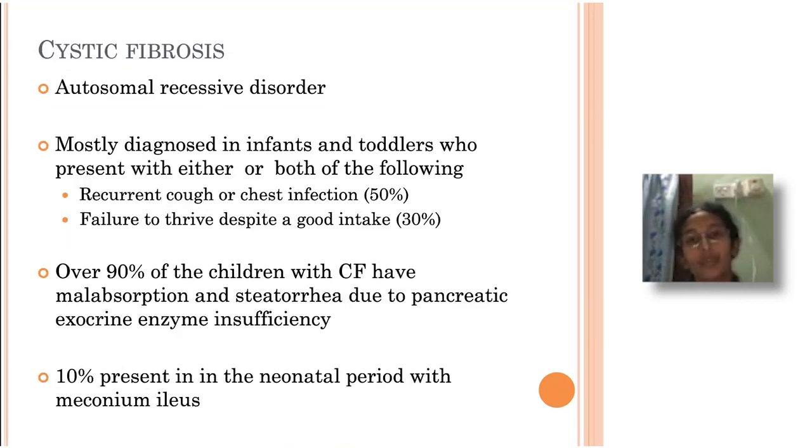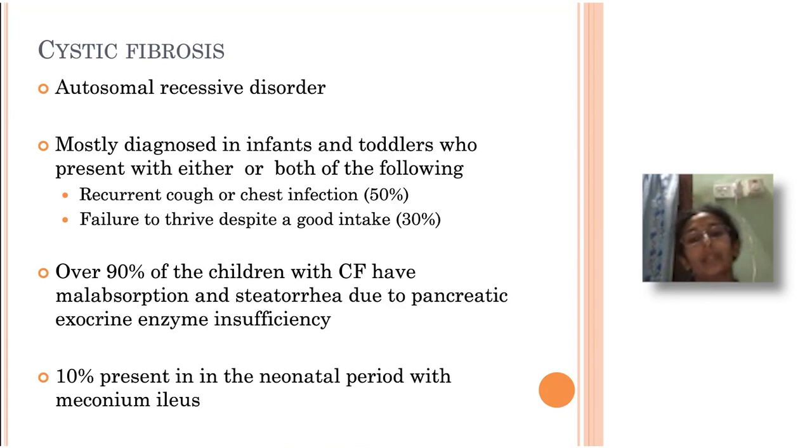So we will see a few specific causes of chronic cough. Cystic fibrosis, as you all know, is an autosomal recessive disorder, mostly diagnosed in infants and toddlers who present with either or both of the following: recurrent cough or chest infection in 50%, which is the common form, and failure to thrive despite a good intake, 30%. Over 90% of children with cystic fibrosis have malabsorption and steatorrhea due to pancreatic exocrine enzyme insufficiency.